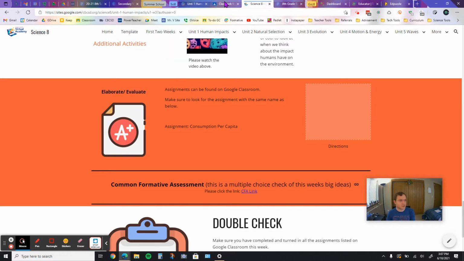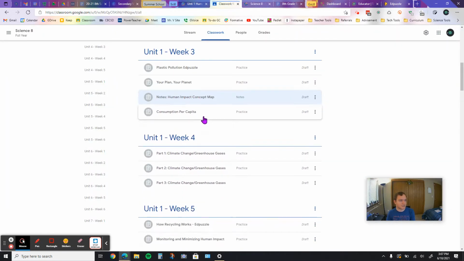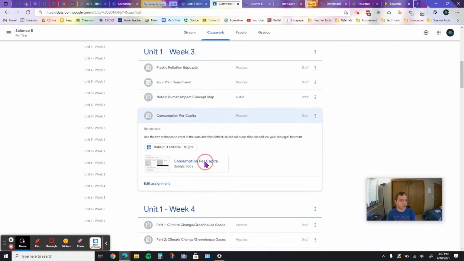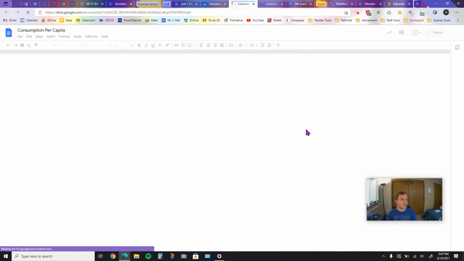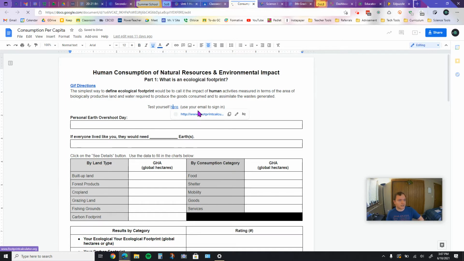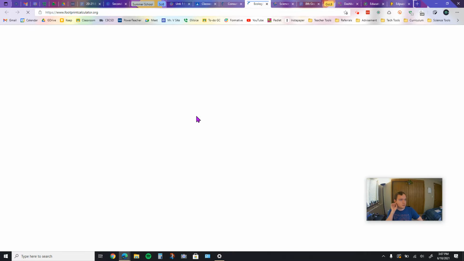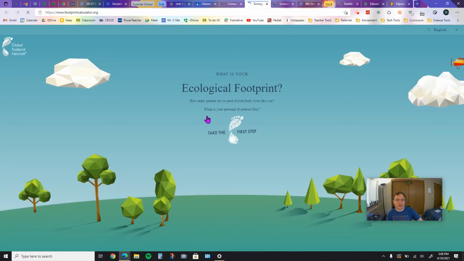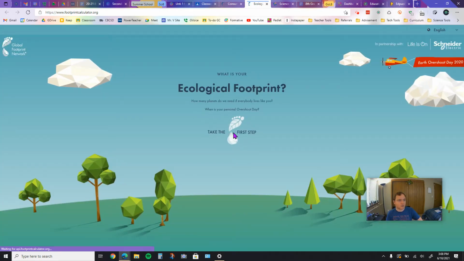So consumption per capita. The way that I think of this assignment is kind of twofold, or in two parts, because it's broken up that way. The first one is you're actually going to be finding your ecological footprint. And there's this cool website. It might ask you for your email to sign in. But what you're going to do is basically take a survey about yourself and about the way your family lives.